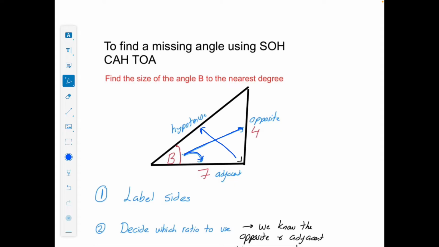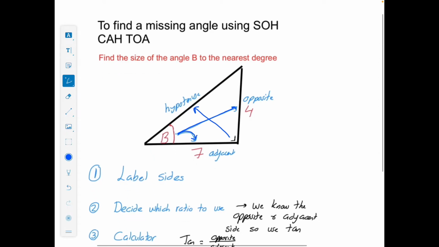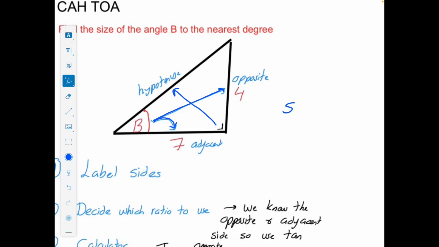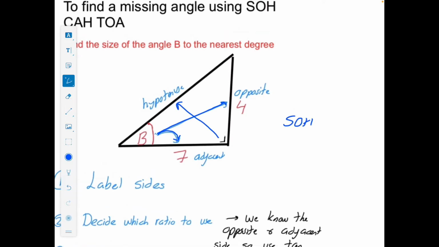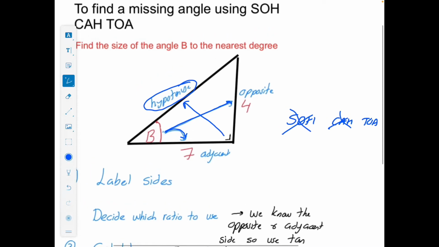Now we've labelled the sides again, and we need to decide which ratio to use. So I'm just going to do it up here for a second. SOHCAHTOA. Picking out the trig ratio, so the sine, cos, or tan that we use, is slightly different. Here, we don't know the hypotenuse and we're not going to find it. So that rules out anything with the hypotenuse in it. So we're going to be left with tan.